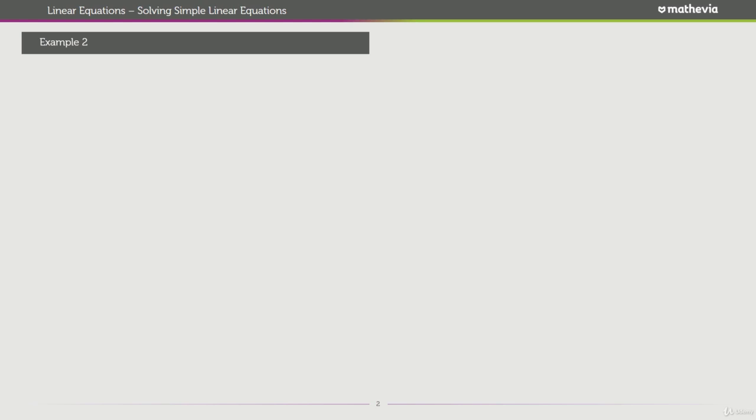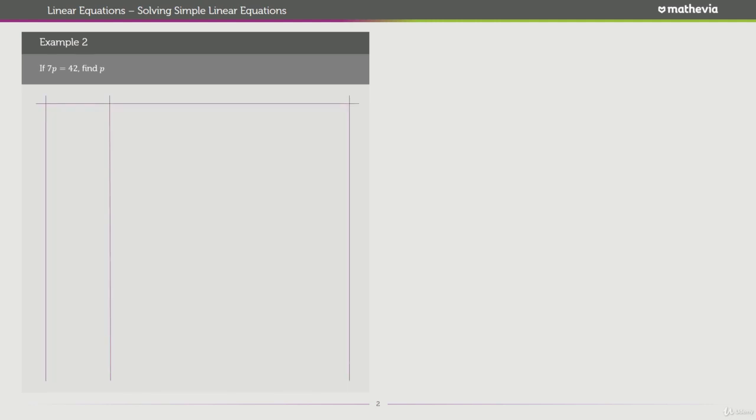So example 2. Now we have a very interesting one here. We have 7p equals 42, and we've been asked to solve for p. So in this case, we have a number that's multiplying our variable. 7p equals 42, find p. How would we go about doing this?